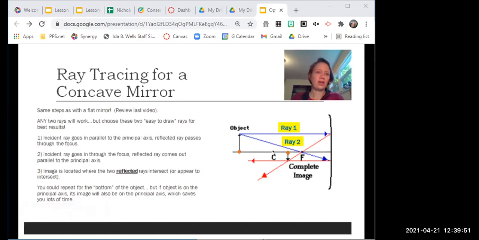Does the ray tracing, like these steps, do they only work for a concave mirror, or do they work for a certain type of lens or something too?